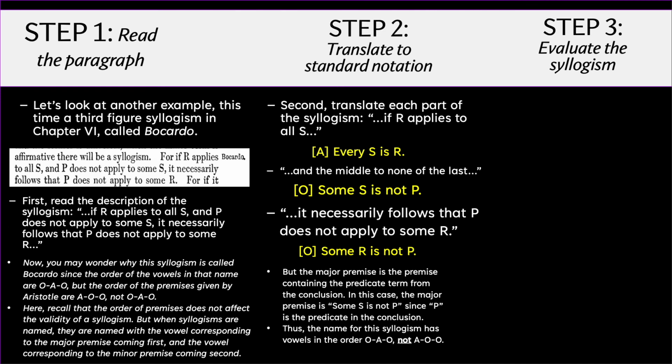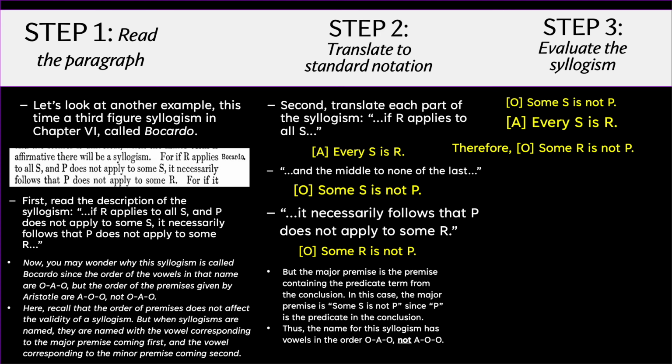So just be aware of what's the major premise and what's the minor premise. They don't always line up with what comes first and what comes second in the paragraph, though they do always line up with what comes first and what comes second in the name, if the syllogism has a name. Okay, so here's our syllogism. Some S is not P, that's an O proposition. Every S is R, that's an A proposition. And then our conclusion, therefore, some R is not P, and that's an O proposition.